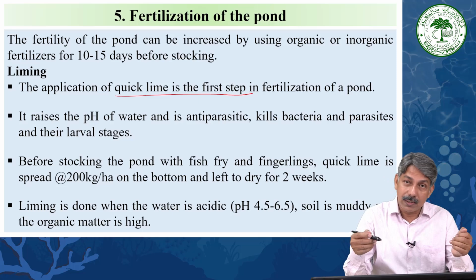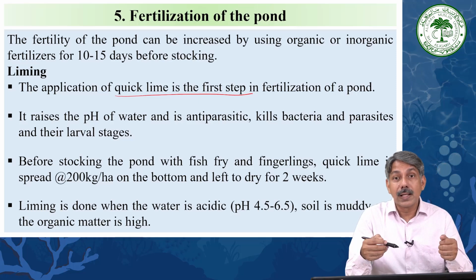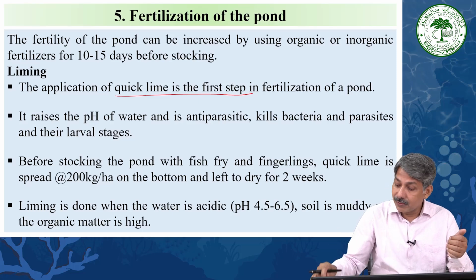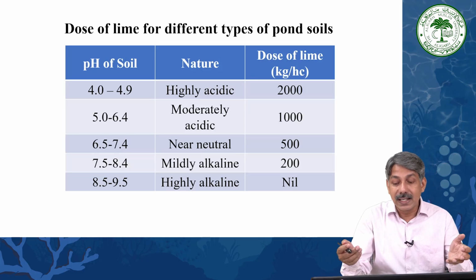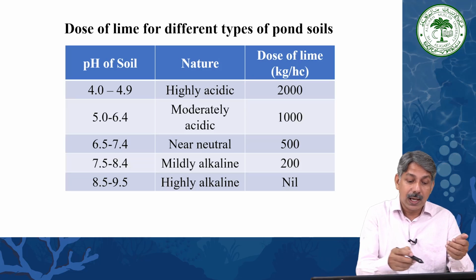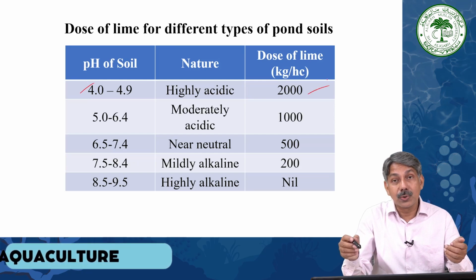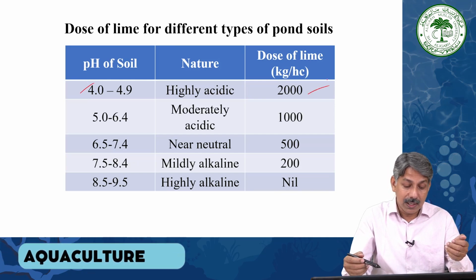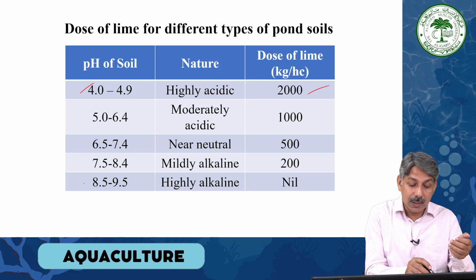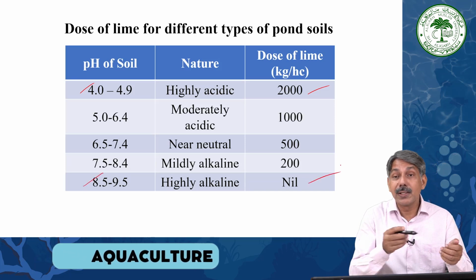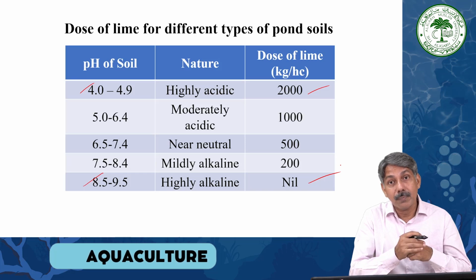manure and inorganic fertilizers. The dosage of lime depends on the type of soil we have. Depending on the acidity of the soil, we can decide the dosage. For example, if you have lower pH values, then you will have to use a higher dosage of lime. And similarly, when you go to higher pH values, then maybe you don't need to use lime.